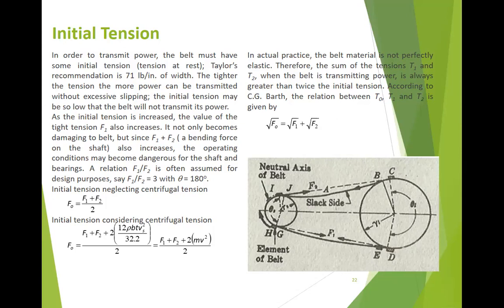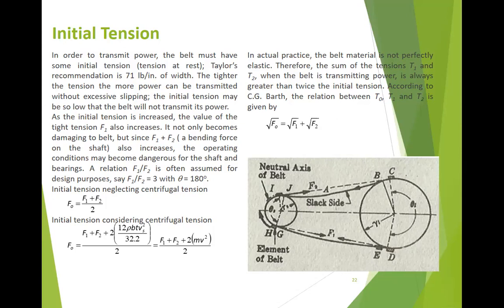A relation of F1 over F2 is often assumed for design purposes. Say F1 over F2 is equal to 3 with theta as 180 degrees. Initial tension neglecting centrifugal tension is F sub O equal to F sub 1 plus F sub 2 over 2, the average. Initial tension considering centrifugal tension is F sub O equal to F sub 1 plus F sub 2 plus 2 times 12 rho BT BS squared over 32.2, all over 2.